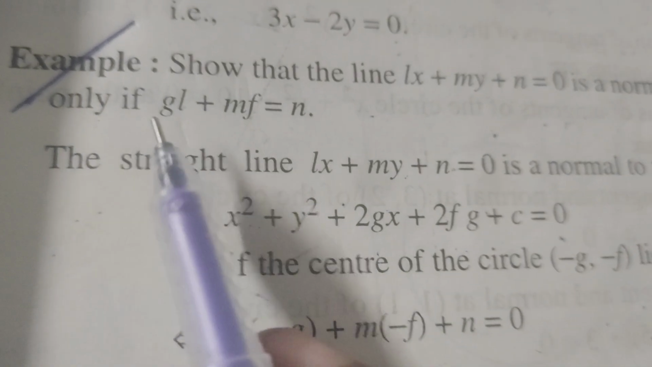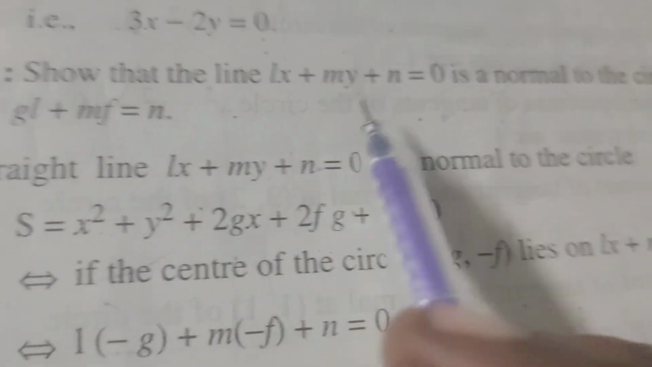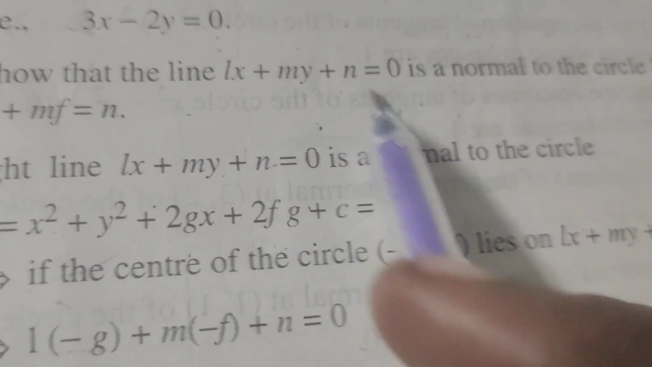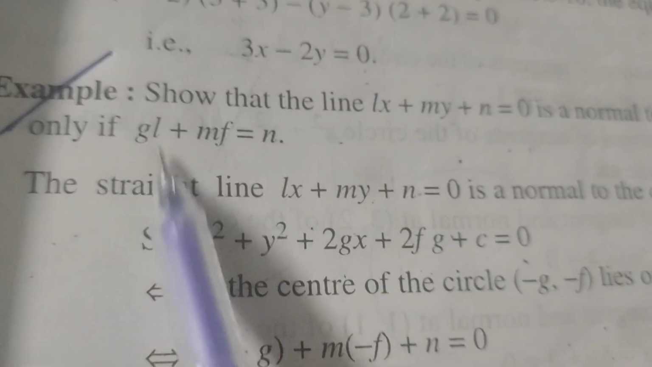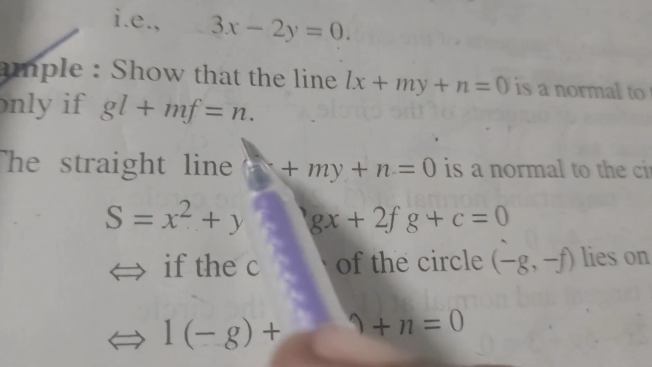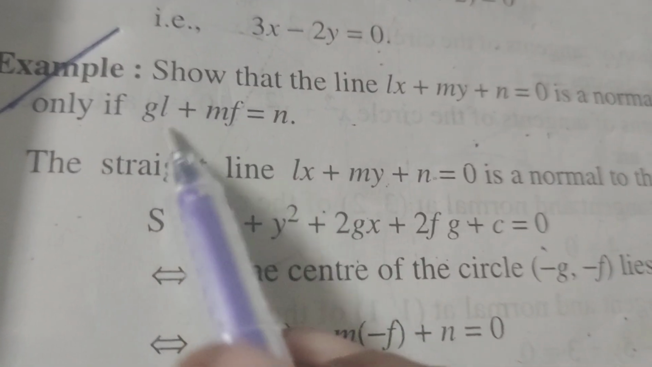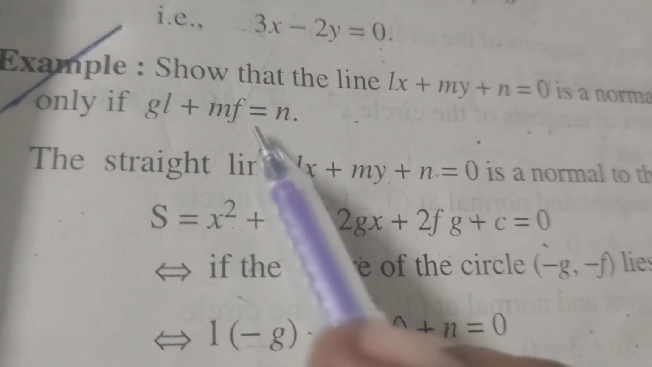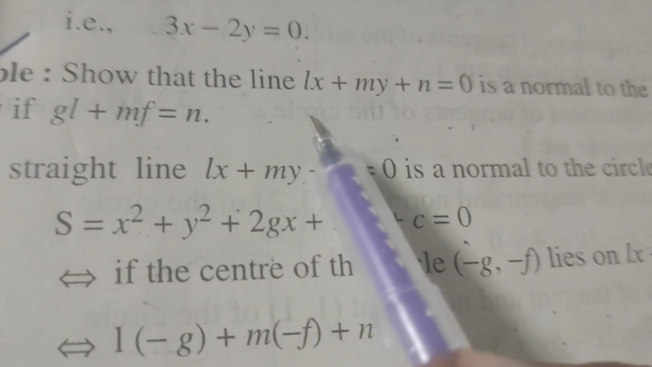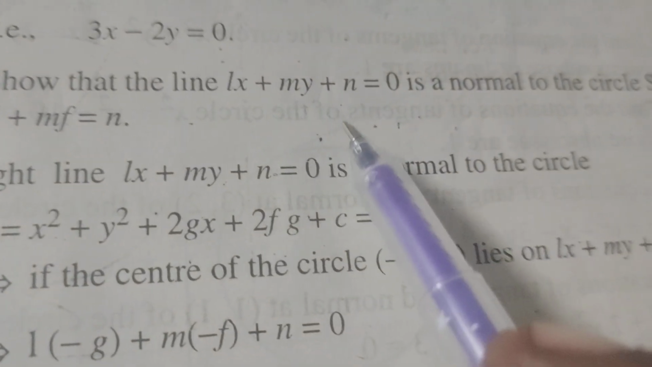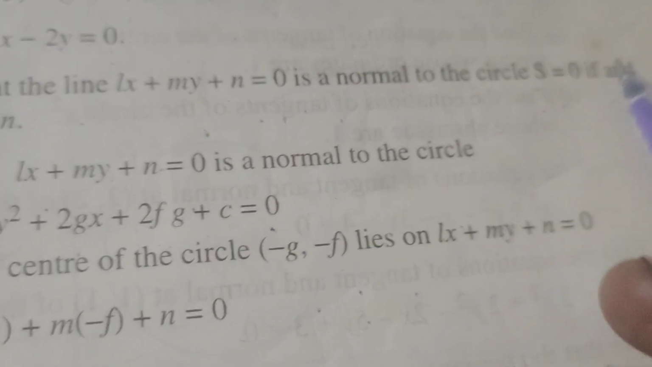Here, if and only if means in this given problem: if the line Lx plus My plus n equals 0 is a normal to the circle S equals 0, then prove that gL plus fM equals n. Conversely, suppose gL plus fM equals n, then also prove that the line Lx plus My plus n equals 0 is a normal to the circle S equals 0.